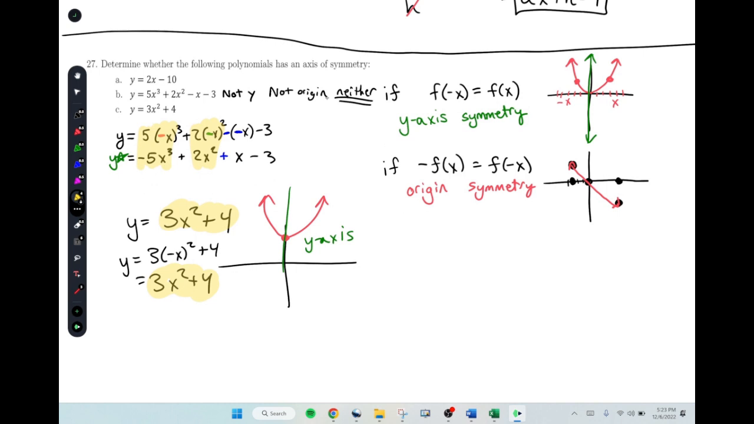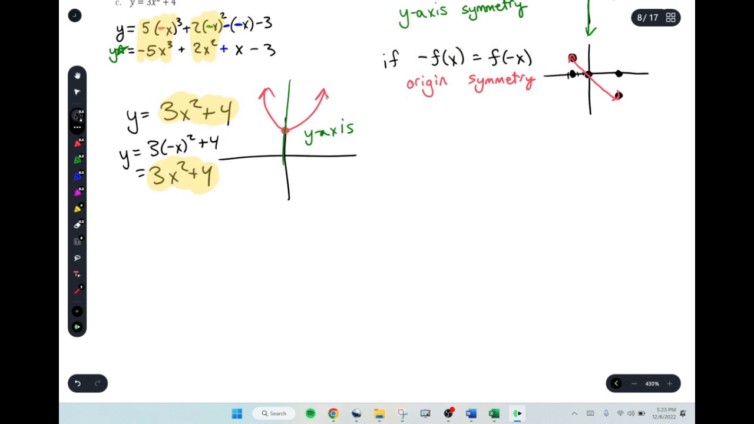None of those examples are origin symmetry. I should have made one up. Every line, pretty much, that passes through the origin. So watch it, I'll make an origin symmetry up and then we'll move on. Y equals 4x.